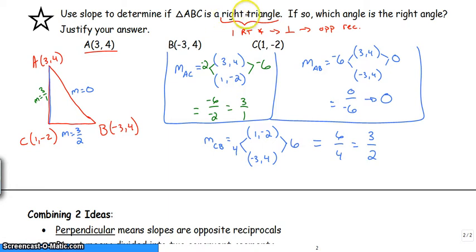In order for this to be a right triangle, we said that it needed one right angle, which meant two of our lines were perpendicular, which meant I needed opposite reciprocal slopes. They're all positive or 0, so there's no opposites. Right away we can tell that there are no right angles. This is not a right triangle then.